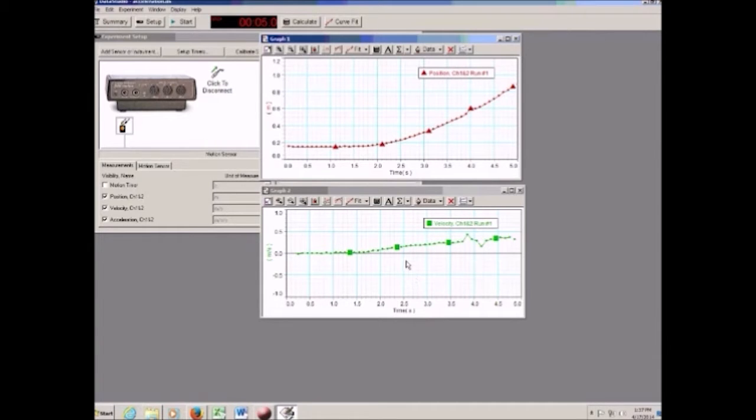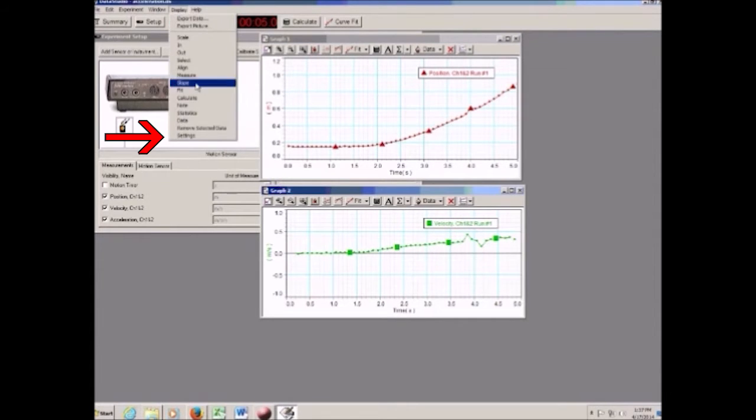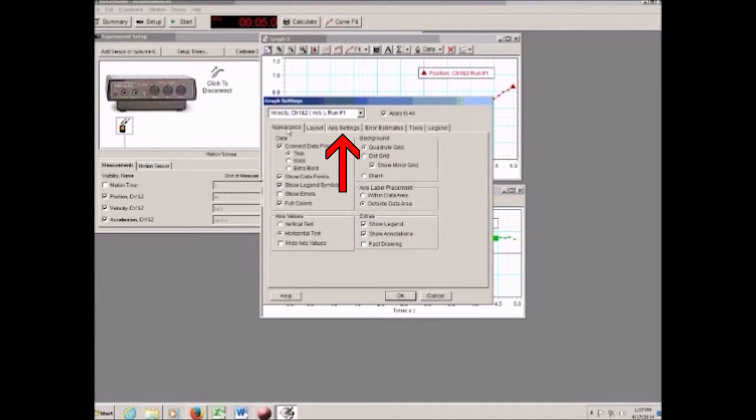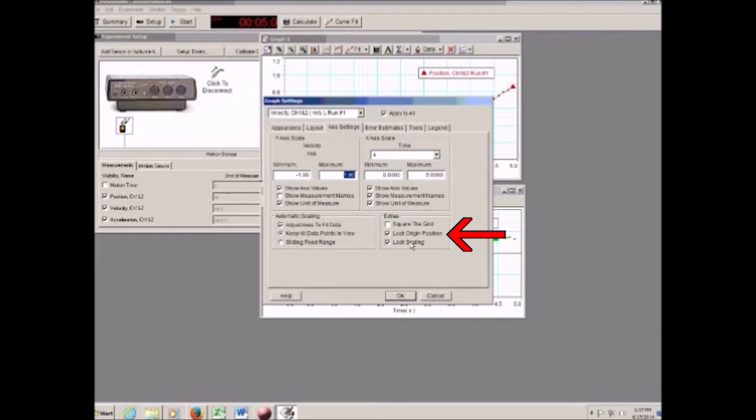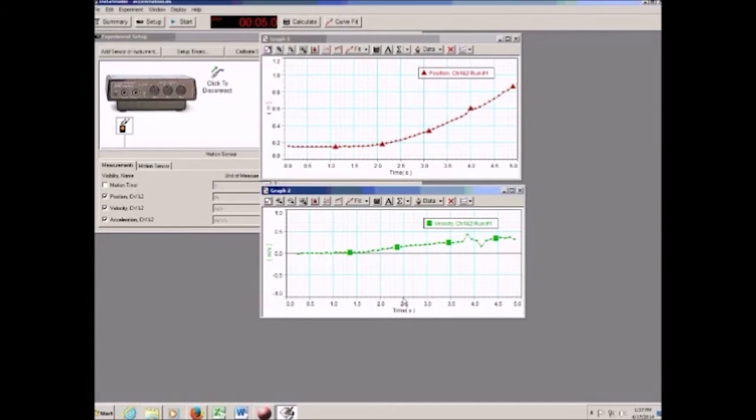So we're going to actually fit a straight line, get a slope value for this. But before I do that, I actually want to stretch this graph out a little bit so that it's easier to read. So first thing I do is click on that graph to make sure it's the one highlighted, and then I go Display, Settings, and you start on the wrong tab to begin with. So you want to go over to Axis Settings tab, and then down here in Extras, I want you to unclick Lock Origin Position and Lock Scaling. Turn these two off. Hit OK.